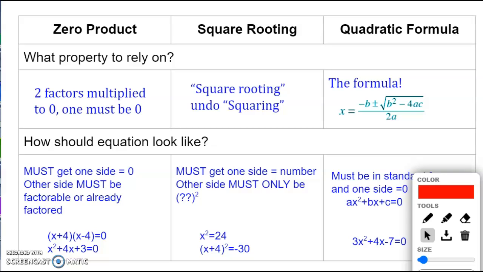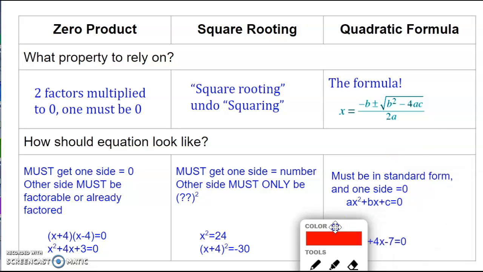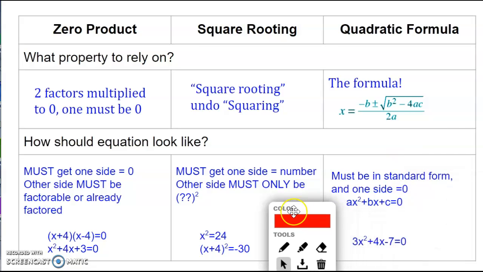Square rooting, you're using the property that square rooting undoes squaring. And what does the equation look like before you can use this? You must get one side equal to a number, and the other side must only be something squared. Okay, so for example, x squared is equal to 24, or x plus 4 squared is equal to negative 30. So it can be a positive or negative number, because now we know how to deal with complex numbers or the imaginary numbers as well, right? So it can be positive or negative because you can take the square root of both positive and negative numbers.